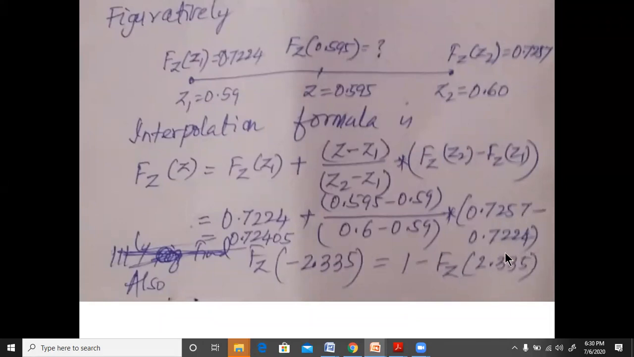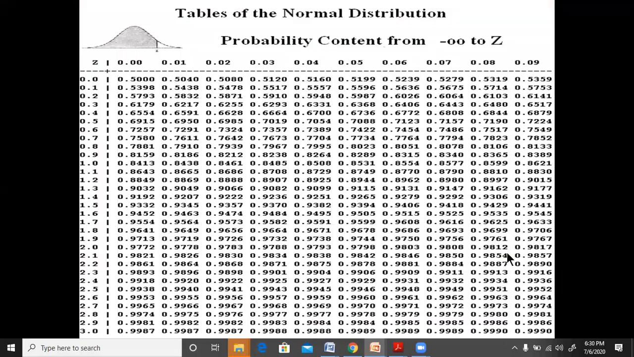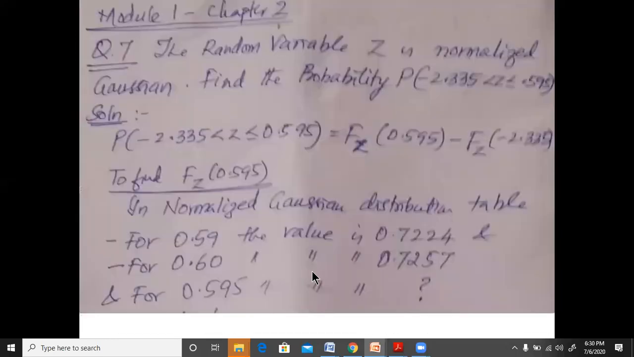For 2.335, what are the values which we need to find? Going back to the table, 2.3 is given here, 2.34 is given here, 2.335 is not given. So it should be somewhere between these two values.